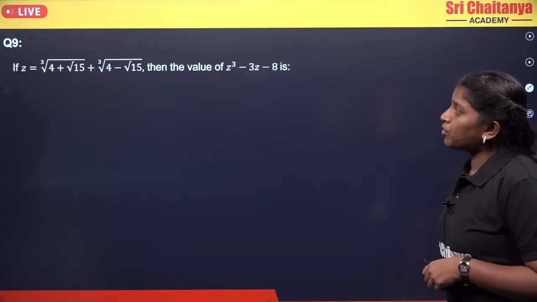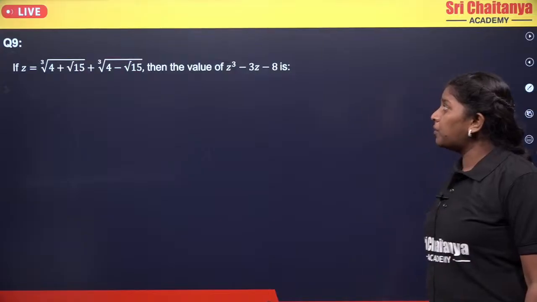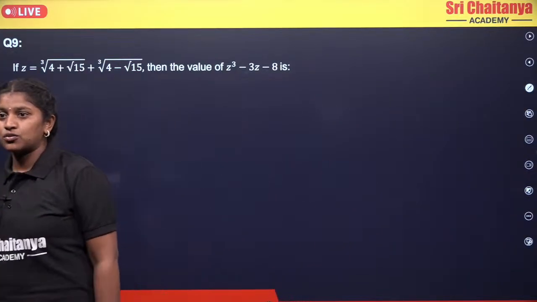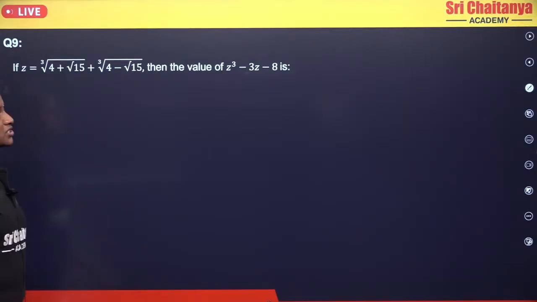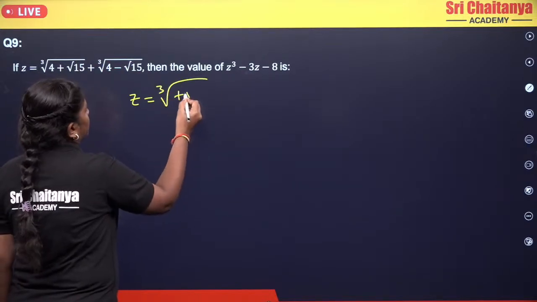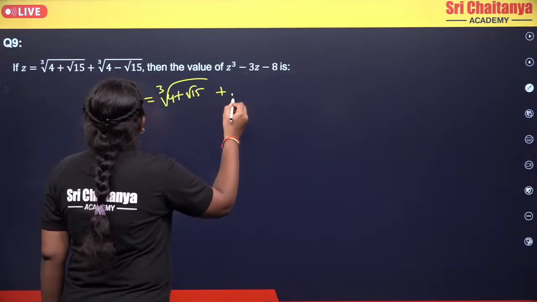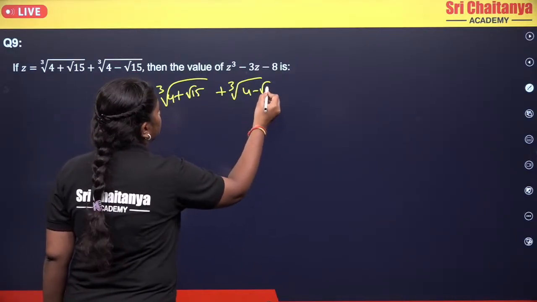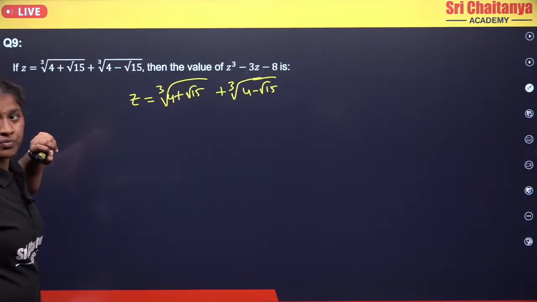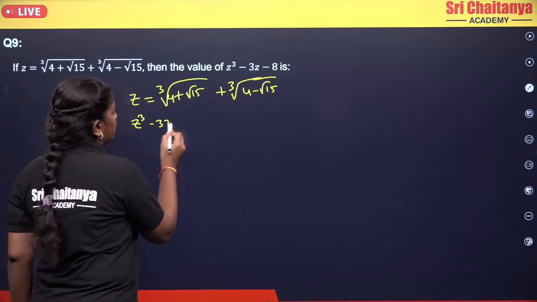So now moving to the next. If z equals to cube root of 4 plus root 15 plus cube root of 4 minus root 15, then the value of z cube minus 3z minus 8 is. So here we are having the z value and they are asking us to find what is the value of z cube minus 3z minus 8. So z equals to cube root of 4 plus root 15, okay, plus cube root of 4 minus root 15. So let's see what is the value of the z cube minus 3z minus 8 will be.